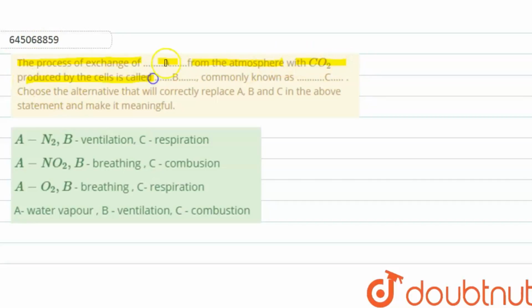Hello, the question is: the process of exchange of A from the environment with CO2 produced by the cells is called B and commonly known as C. Choose the alternative that will correctly replace A, B, and C in the above statement and make it meaningful, right? So for A, B, and C, there are different options, and we have to choose the correct one.